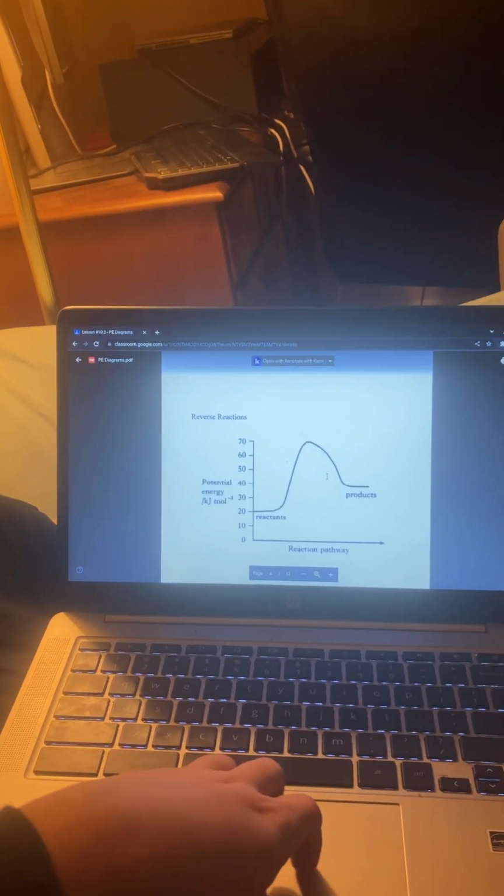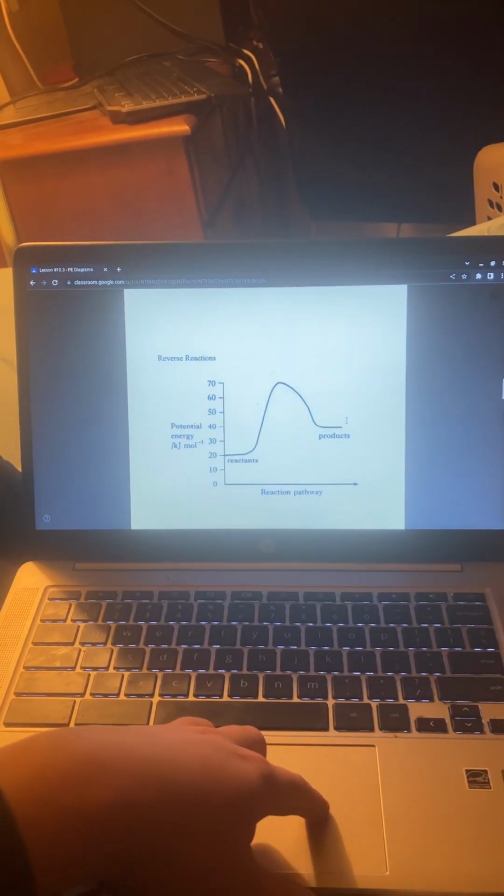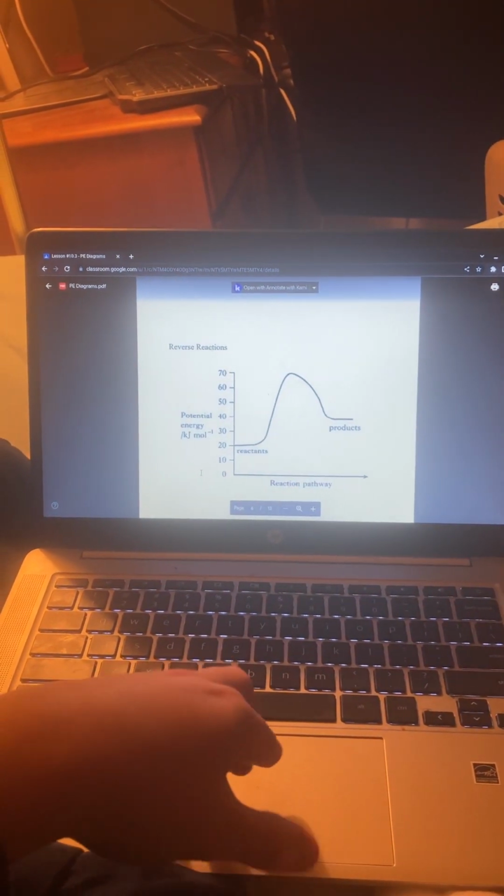A reverse reaction is when you go this way, so right to left, from products back to reactants.